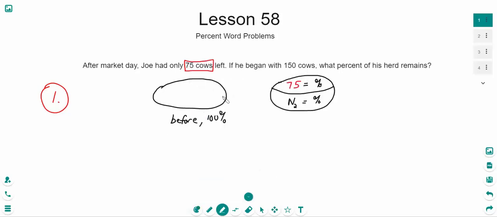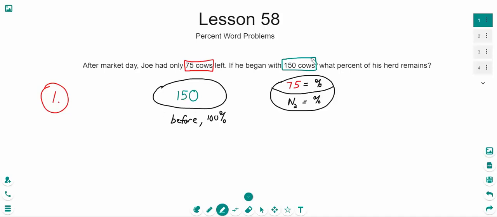And then it says, if he began with 150 cows. So what's the 150? That is the original amount. So that goes in the before bubble, the 100% bubble. Okay, we're dealing with 150 cows in the beginning. So now we have 2 things figured out. We still have these 2 percentages to figure out, and we still have this number 2 to figure out. Then they ask what percent of his herd remains, which we won't even worry about that question yet. Right now, we're just pulling information out of the problem.